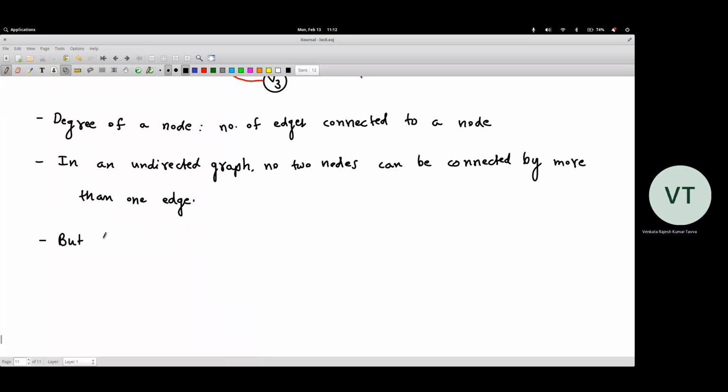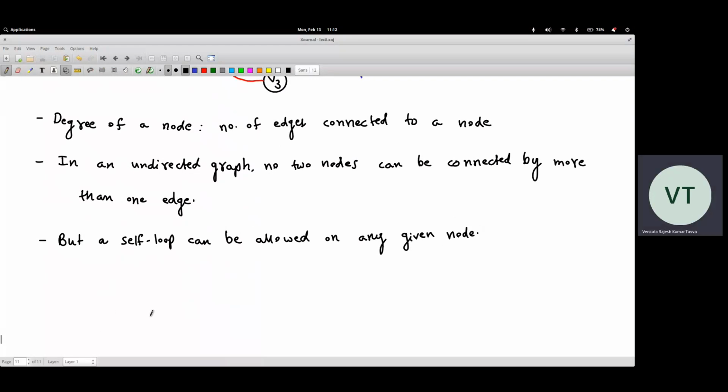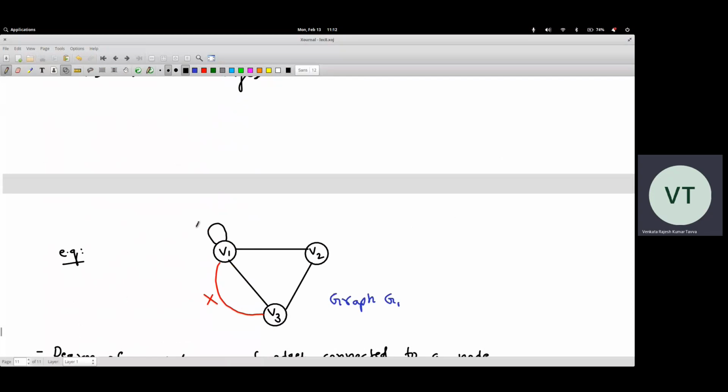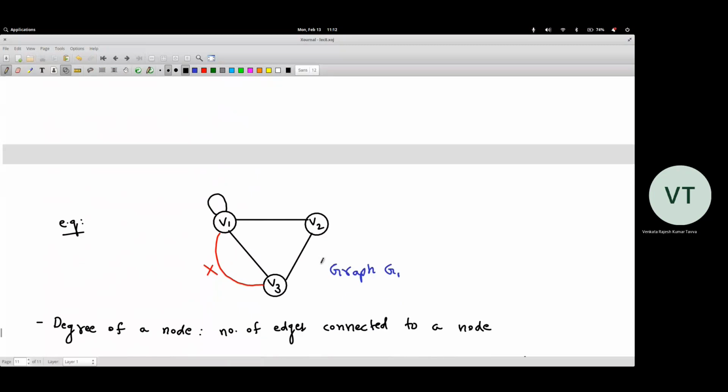But a self loop can be allowed on any given node. So that's why this is possible. Like V1 can have a self loop on itself. You can have it on V2, V3, doesn't matter. In this case, I just took one self loop just as an example.